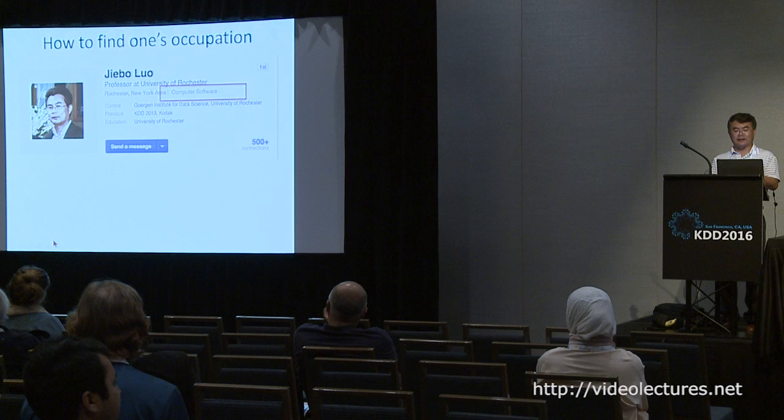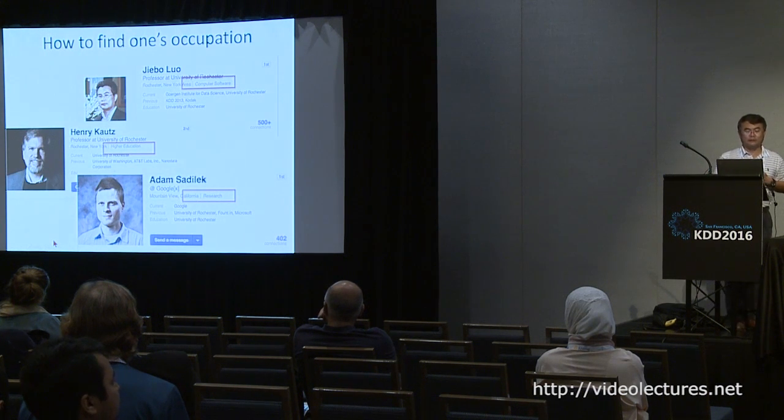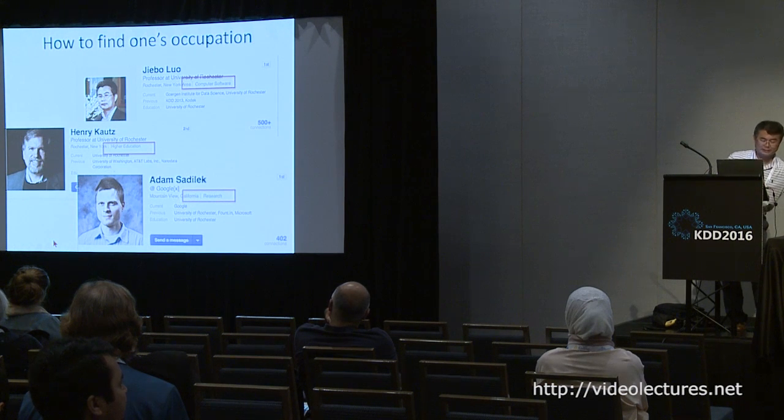But we quickly realized we can't rely on people's own classification to label their occupation. Here's why. Okay, so that's me. That's Henry. Henry is my colleague, and he said his occupation is higher education. Then Adam, my brilliant student who works at Google now, said his job is research.